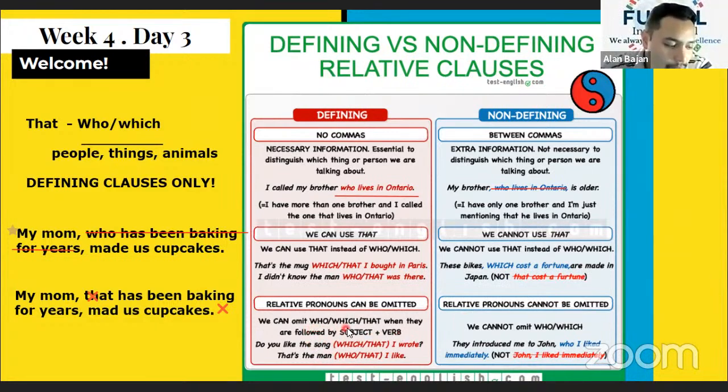We can omit who, which, and that when they are followed by subject and verb. That's the subject. That's the verb. In non-defining, relative pronouns cannot be omitted. We cannot omit who or which. They introduced me to John, who I liked immediately.